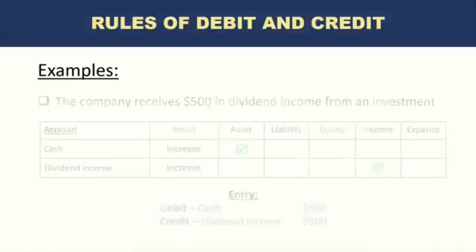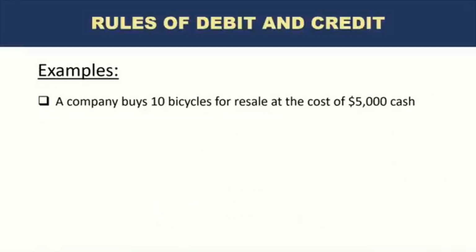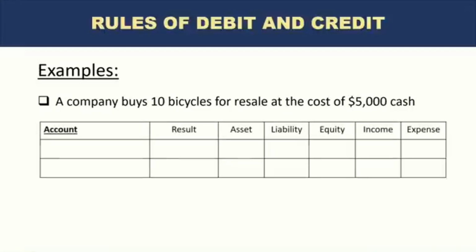Let's go to the next example. The company buys 10 bicycles for resale at the cost of $5,000 in cash. So what are the two accounts that will be impacted? Again, one is easy, where the company has paid cash. And the other one, bicycles. These bicycles will be kept by the company as long as they are sold, right? So the bicycles are an asset to the company because they are expected to provide economic benefit or money in future, right? So one of the accounts is inventory.